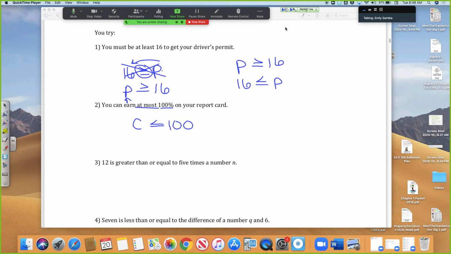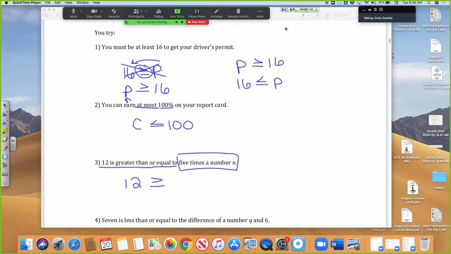All right, number 3. 12 is greater than or equal to 5 times the number n. So there's a lot going on in this one. It says 12 is greater than or equal to, so I'm going to start with that. 12 is greater than or equal to, and then it says 5 times the number n.